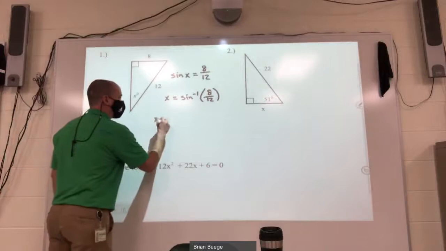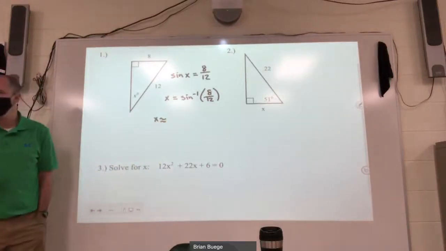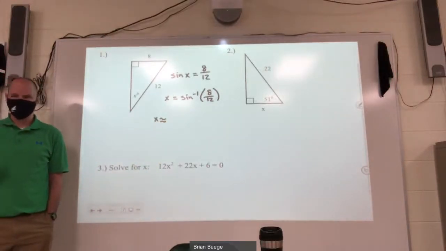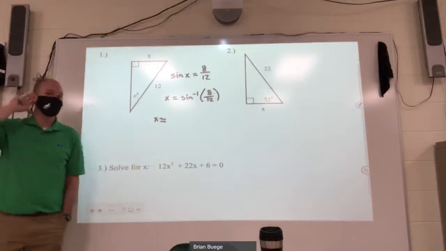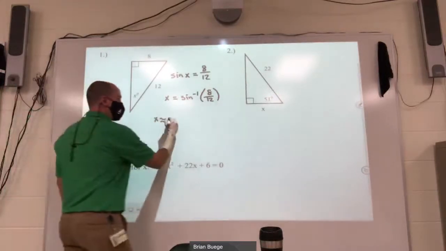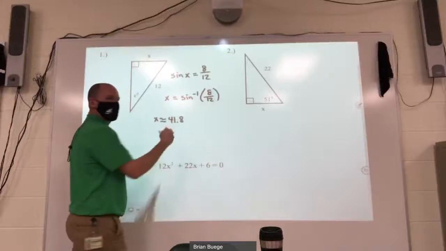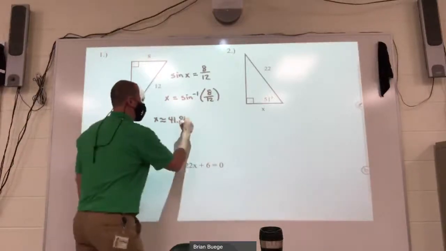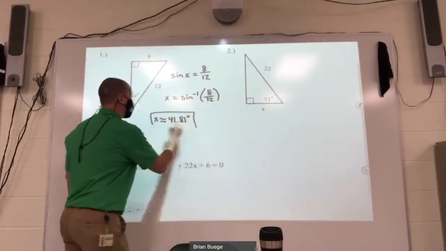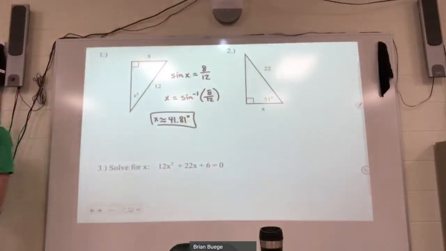So in this case, what do you get for x, rounded to the nearest hundredth? What did somebody get? What is it? 41.81. Agree, class? Yes? Confirm? Okay, good. 41.81 degrees, approximately. So there's your first one. Turned out to be an inverse sine problem.